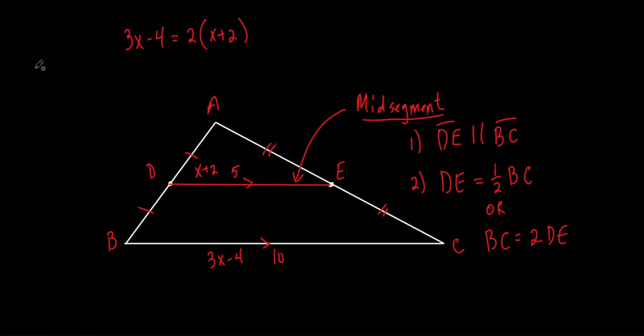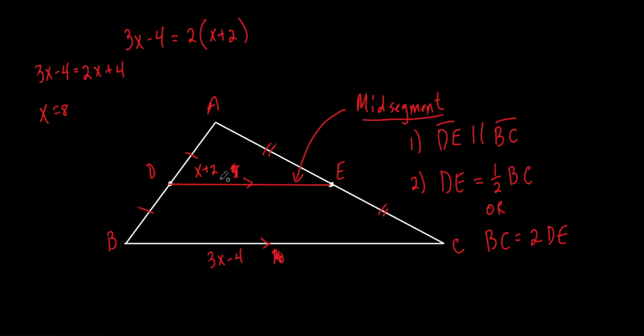Does this work? It might work. Let's see if it does. I just made those up off the top of my head, so I'm not really sure. So it equals 2x plus 4. Oh, yeah, it'll work. So minus 2x from both sides gives me x. Add 4 to both sides gives me 8. So what's the length?